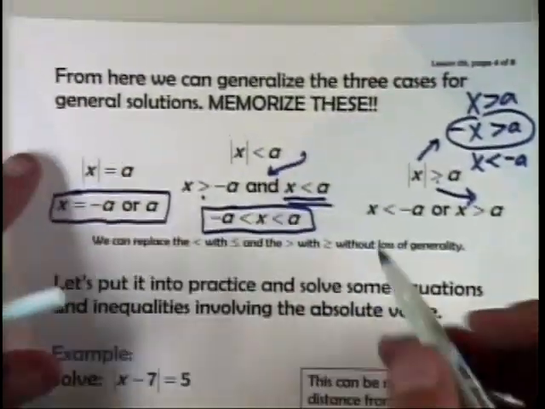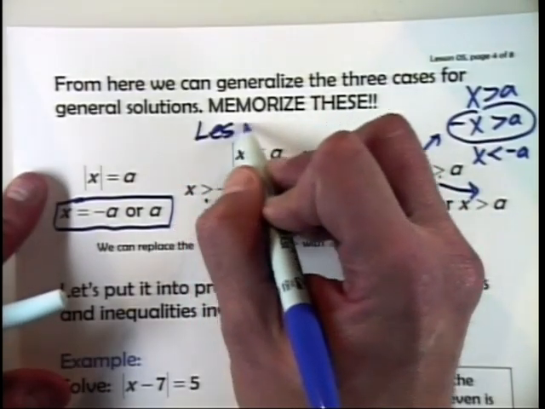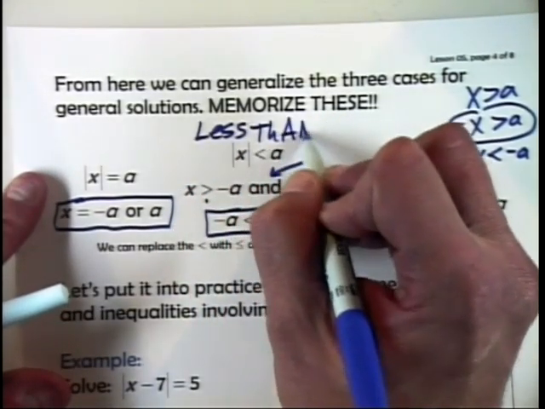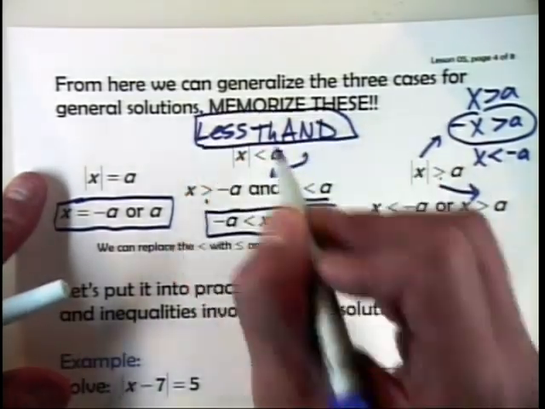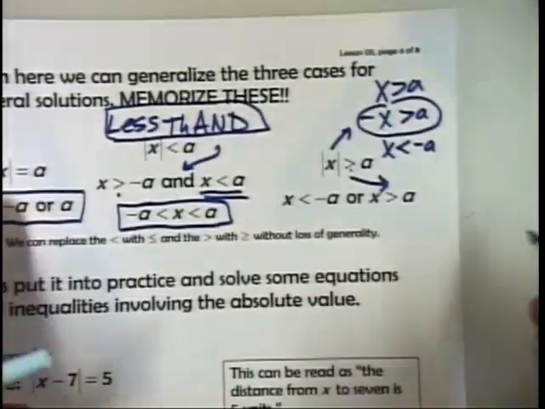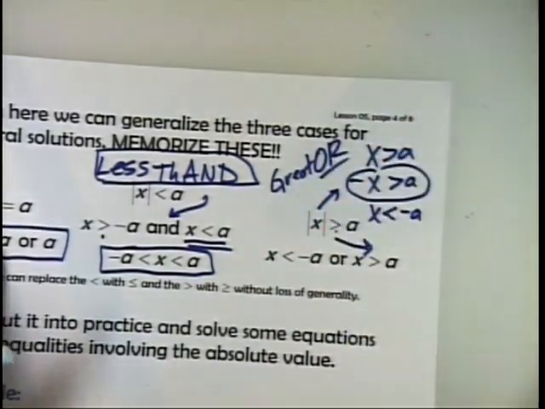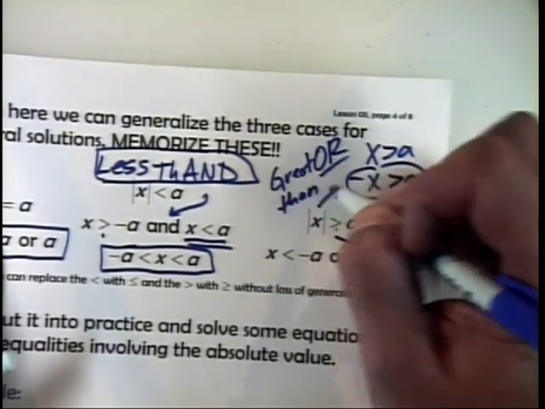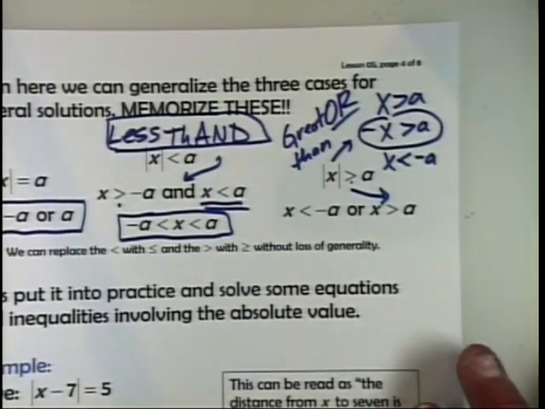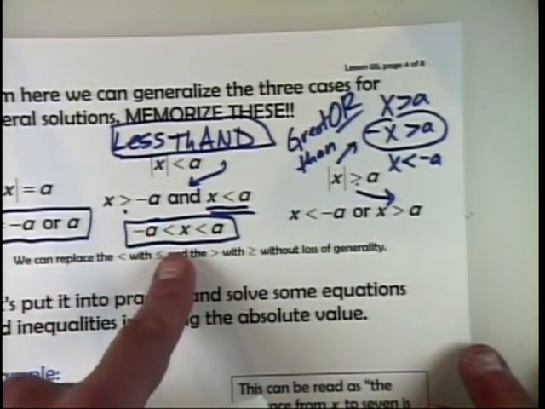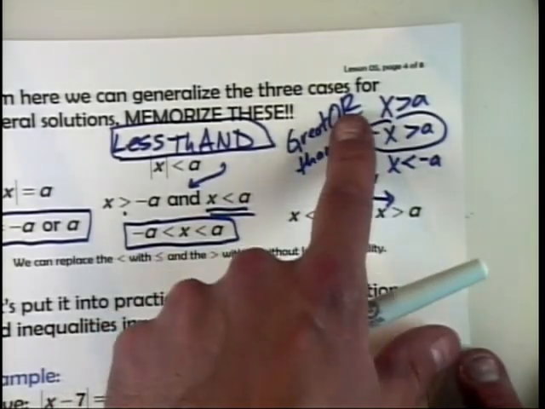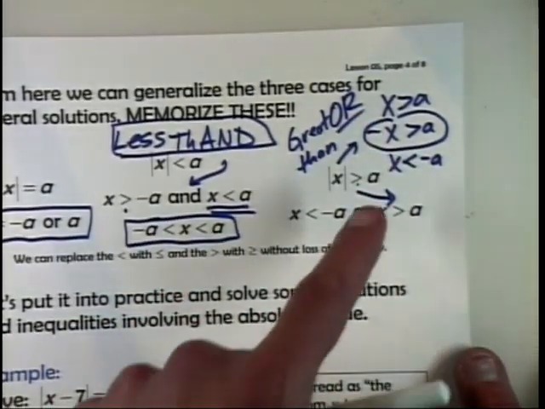All right, now here's the way to remember it. Less than, you can write it "less than", and that helps me remember it. And the other one is greater, which I write as "great OR" with a capital OR, than. And it's kind of cheesy, it's kind of a gimmick, but it works. Less than is the AND case, it's the connected conjunction. Greater than is the disjunction, the OR case.